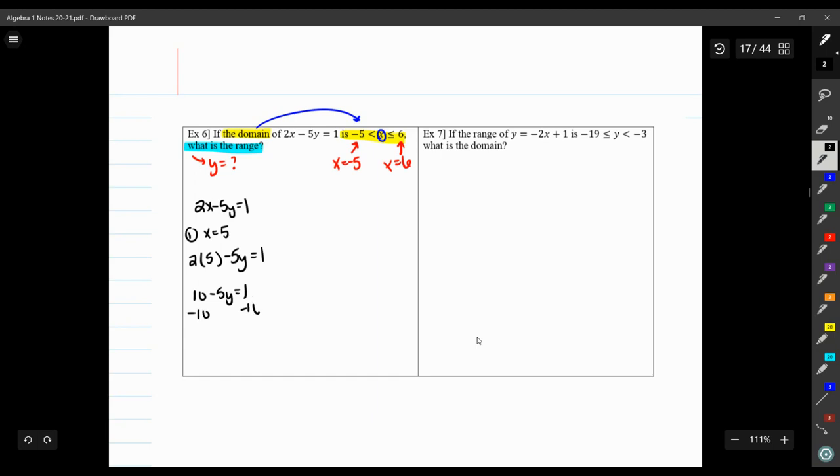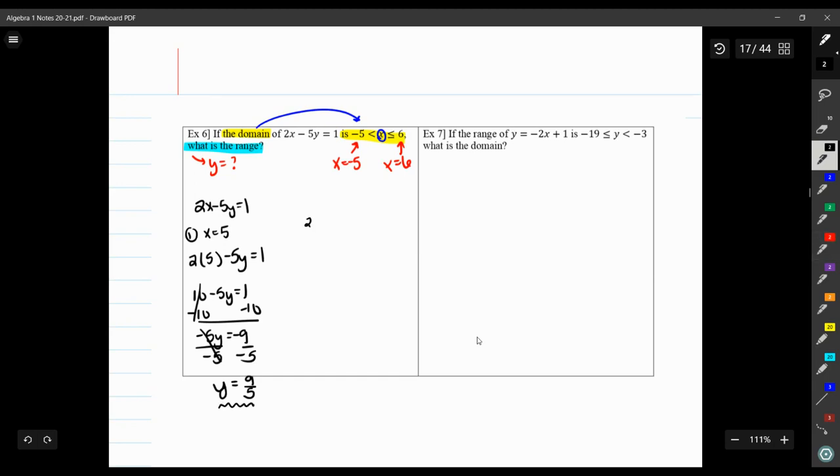Subtract the 10 from both sides. We get negative 5y equals negative 9. Divide out the negative 5. And we end up with y equals positive 9 over 5. Now, that's a range value. We're going to hold on to that for a minute.